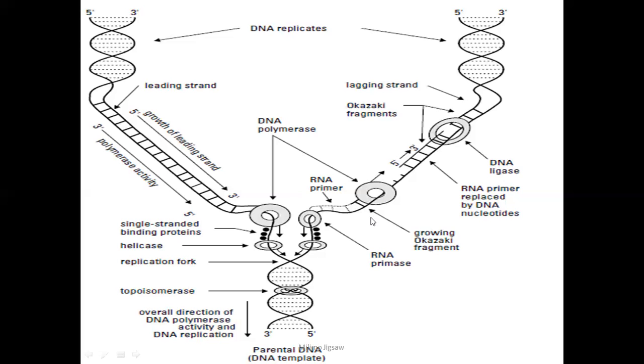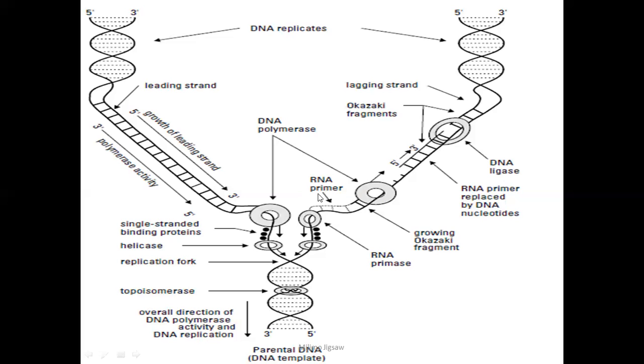And then we have the single-stranded binding proteins on both the lagging strand and the leading strand. Remember, the leading strand is towards the replication fork. So this is the replication fork. Then we have topoisomerase, which relieves coiling, tension or torsion. So it prevents supercoiling of the DNA molecule.